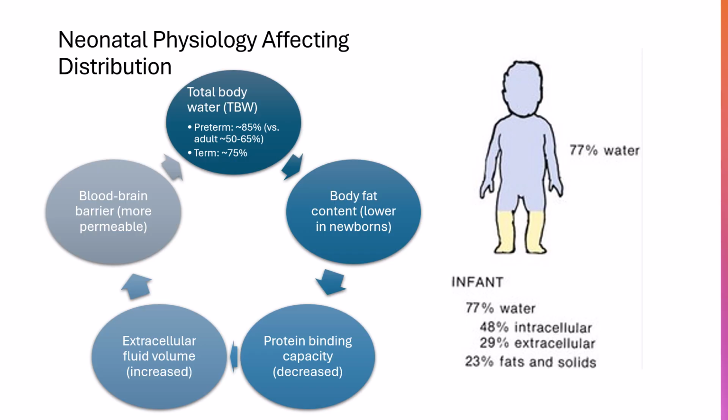Neonatal physiology significantly affects drug distribution. Total body water is much higher in neonates, about 85% in preterm infants and 75% in term infants, compared to only 50 to 65% in adults. Body fat content is lower in newborns. Protein binding capacity is decreased, meaning more drug remains unbound and active. Extracellular fluid volume is increased. The blood-brain barrier is more permeable, allowing more drugs to reach the central nervous system. All these differences mean drugs distribute very differently in neonates than in adults. This is why we can't just scale down adult doses by weight. The entire distribution pattern is different.